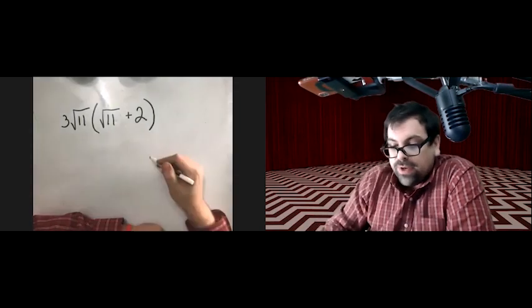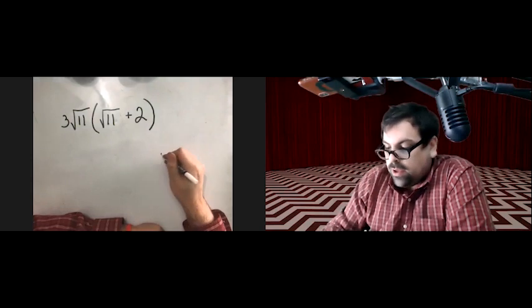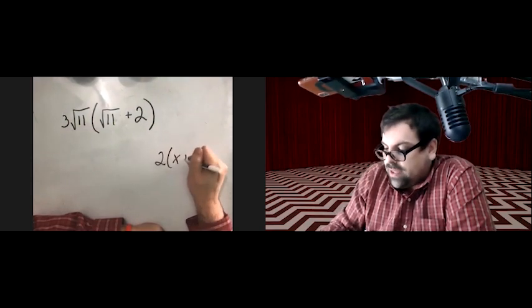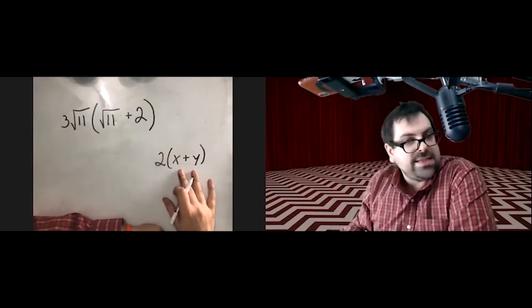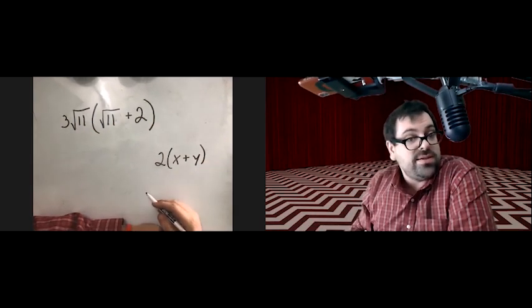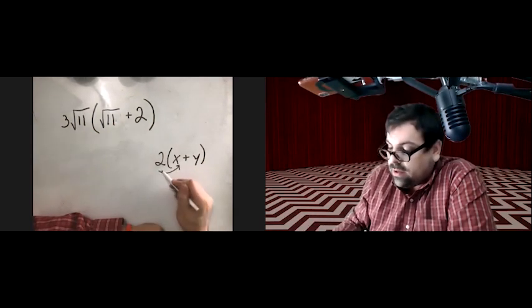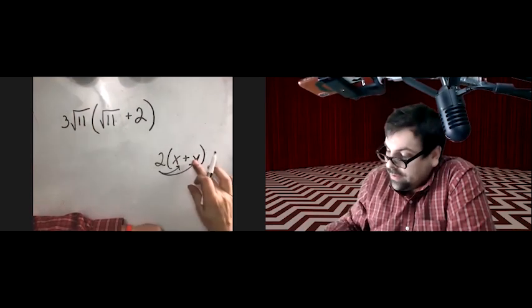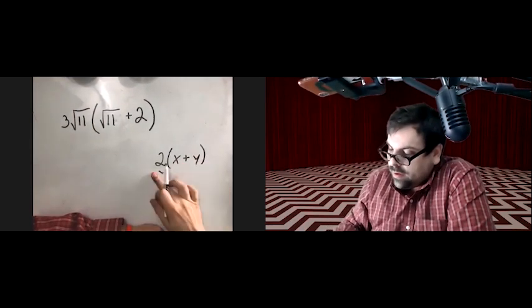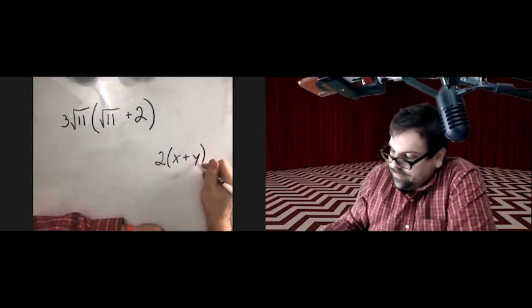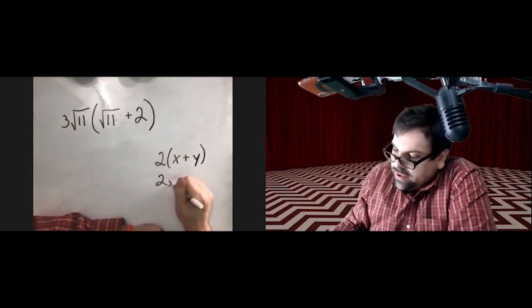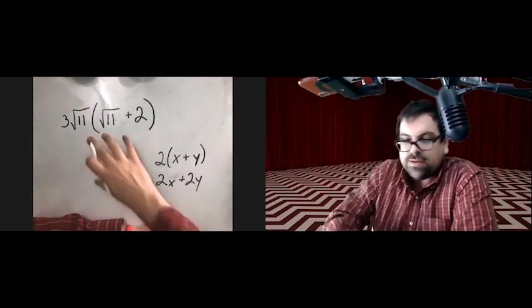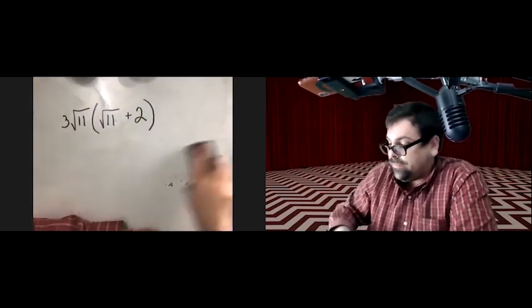But what do we do if we had 2 times x plus y? We can't add x plus y, but we need to get rid of the parentheses. How do we do that? We distribute. So it would become 2x plus 2y. It's the same thing we do here.